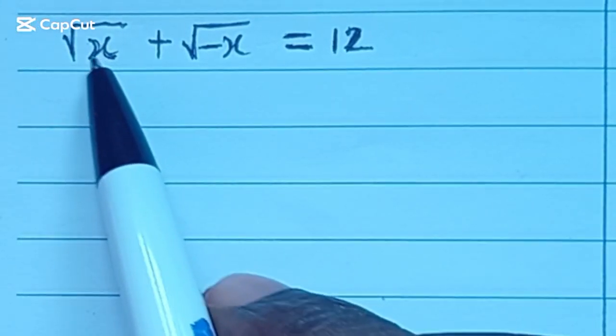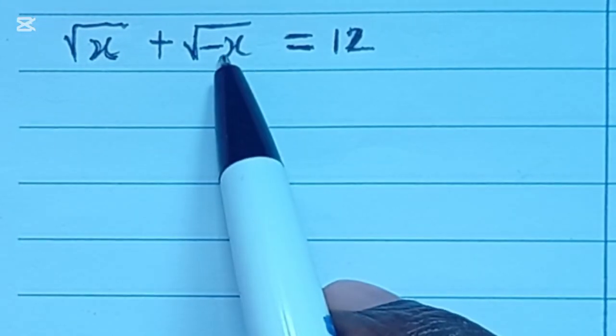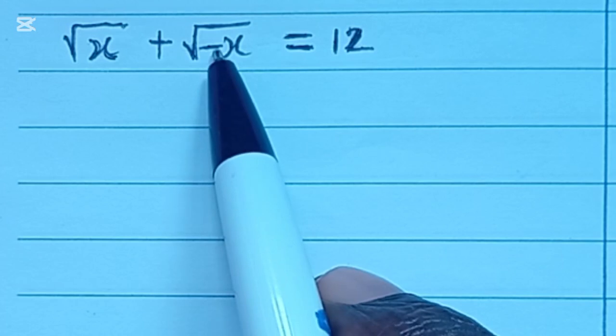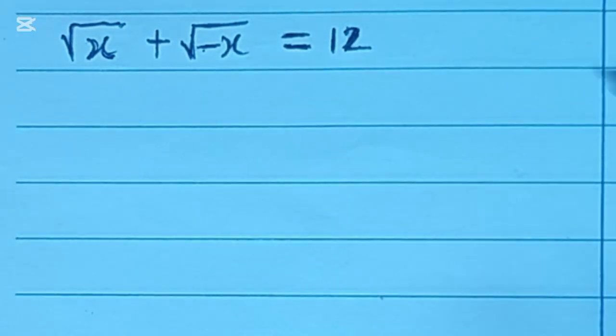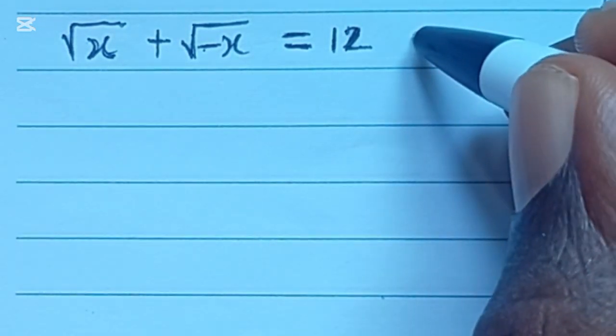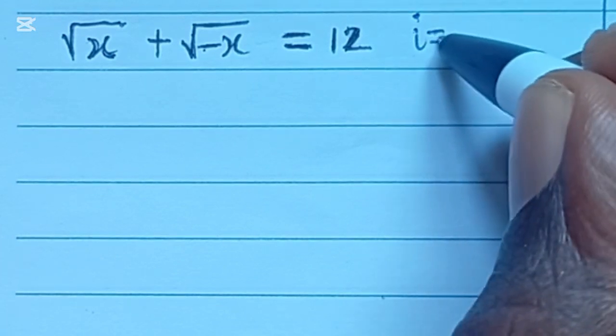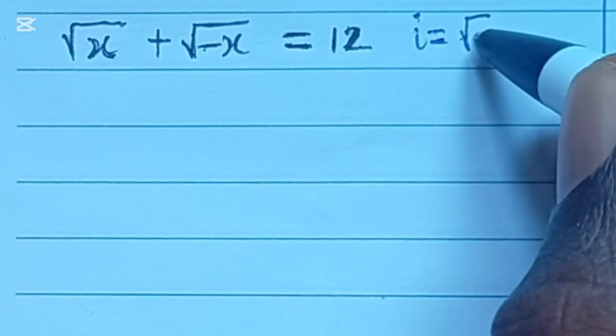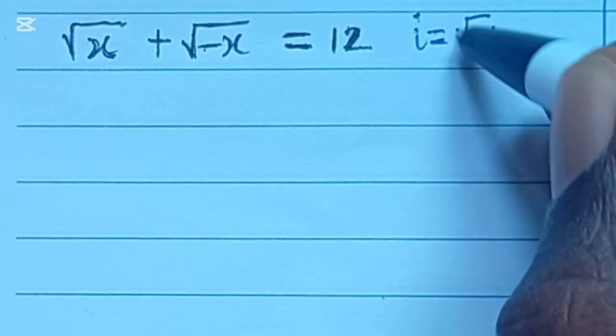To solve this problem, all we can simply do, we have root x and root x that is common here. Since we know that there's a minus in this square root, recall that i, which is the imaginary number, is the same thing as the square root of minus 1. All right, that is what it means.